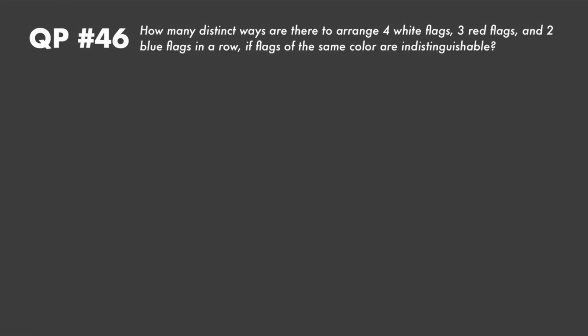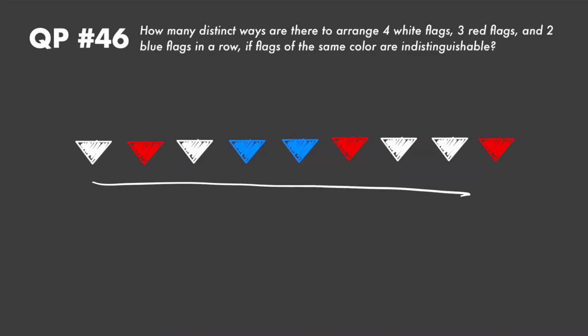Hello everyone, today let's take a look at Quantipus number 46, a multinomial question. Pretty simple. How many distinct ways are there to arrange 4 white flags, 3 red flags, and 2 blue flags in a row if flags of the same color are indistinguishable? So this is what our setup looks like all drawn out with the colors.